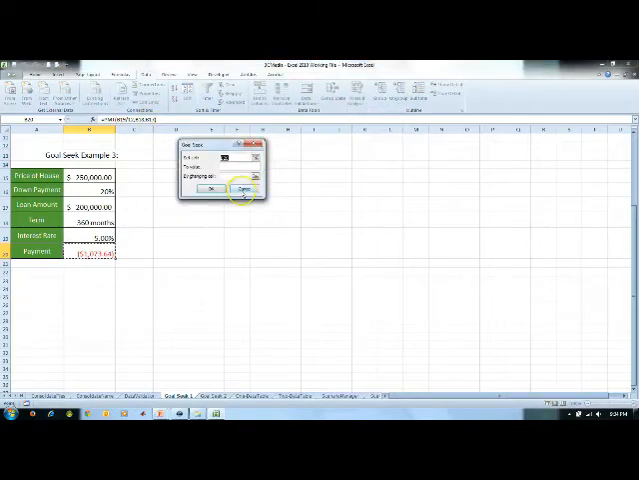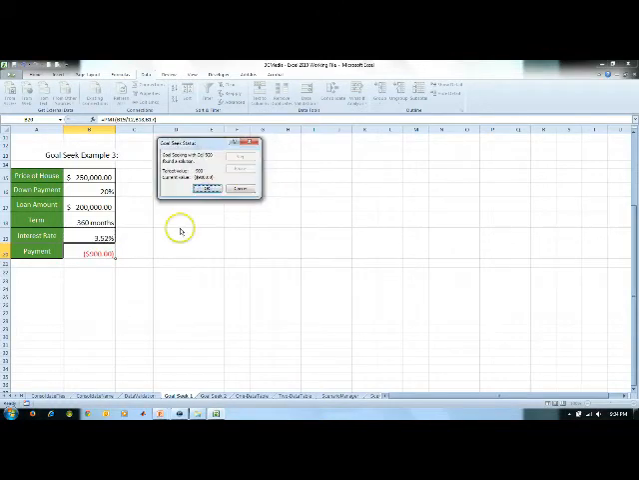So Goal Seek will find it for us. The value is negative because it is a payment, negative 900, by changing what interest it could be. And I'm going to say OK. And GoalSeek immediately found a solution. The interest rate would have to be 3.52% to have a payment of $900.